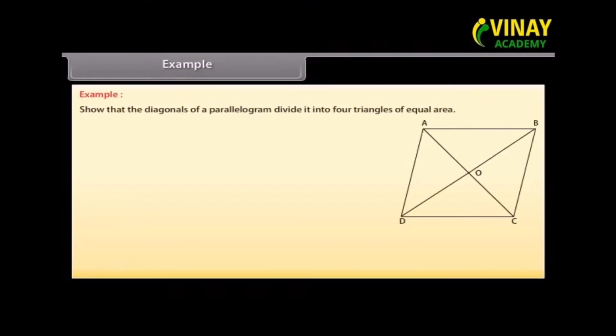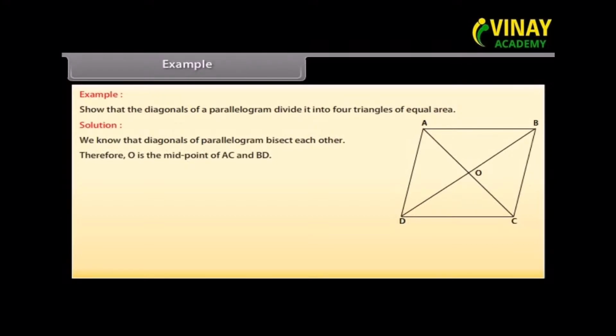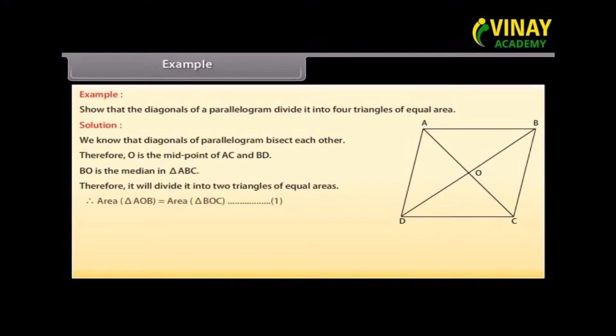Show that the diagonals of a parallelogram divide it into four triangles of equal area. Solution. We know that diagonals of a parallelogram bisect each other. Therefore, O is the midpoint of AC and BD. BO is the median in triangle ABC. Therefore, it will divide it into two triangles of equal areas. Therefore, area of triangle AOB is equal to area of triangle BOC.